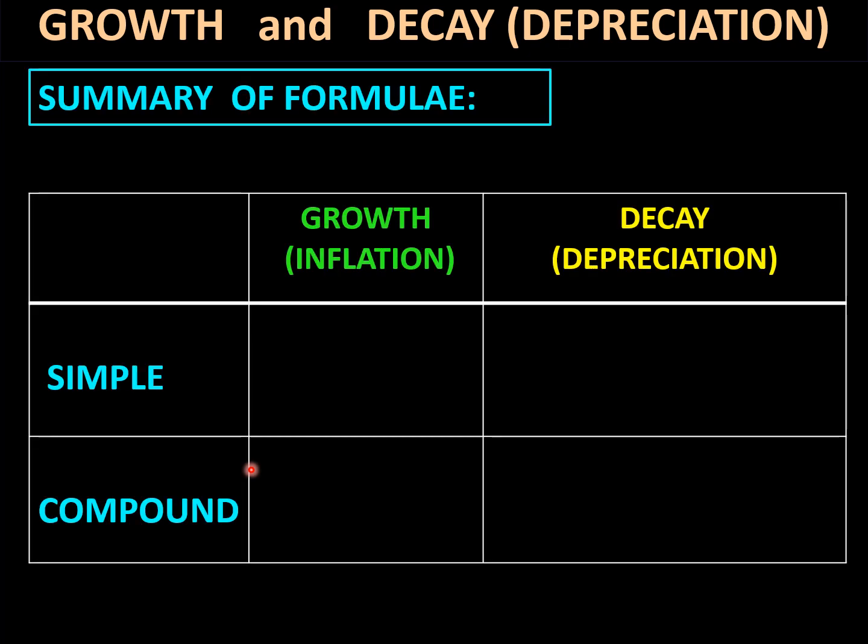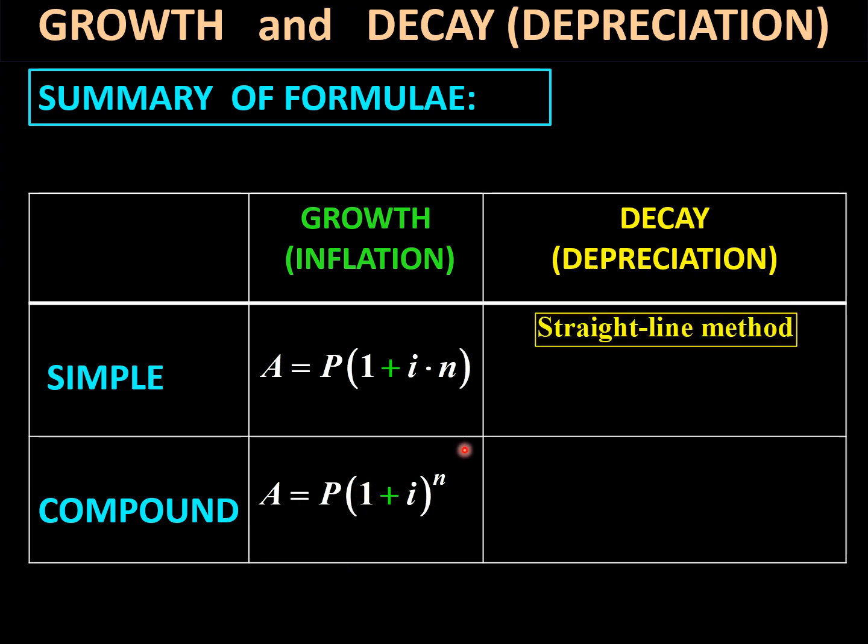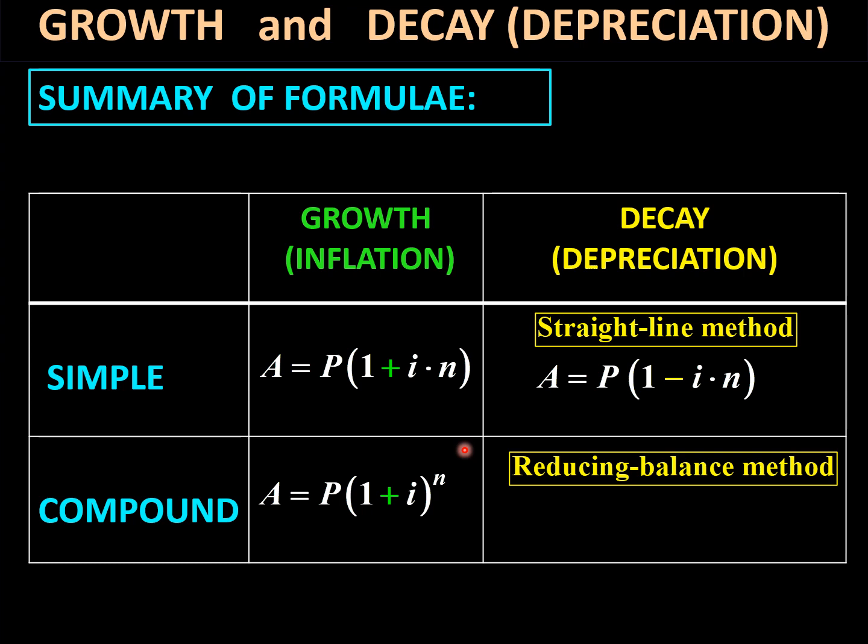Let us just summarize what we've done, growth and decay. Decay is also known as depreciation. In growth, which is also known as inflation, for simple, that's the formula we use, and for compound, that one. In the case of compound, this is where we have inflation. This is what we use if we talk about inflation. Then for decay, simple decay is also known as the straight line method. That's the formula we use. And then for compound decay, which is also known as the reducing balance method, that's the formula we use. Please note that inflation applies to the compound, not to the simple.